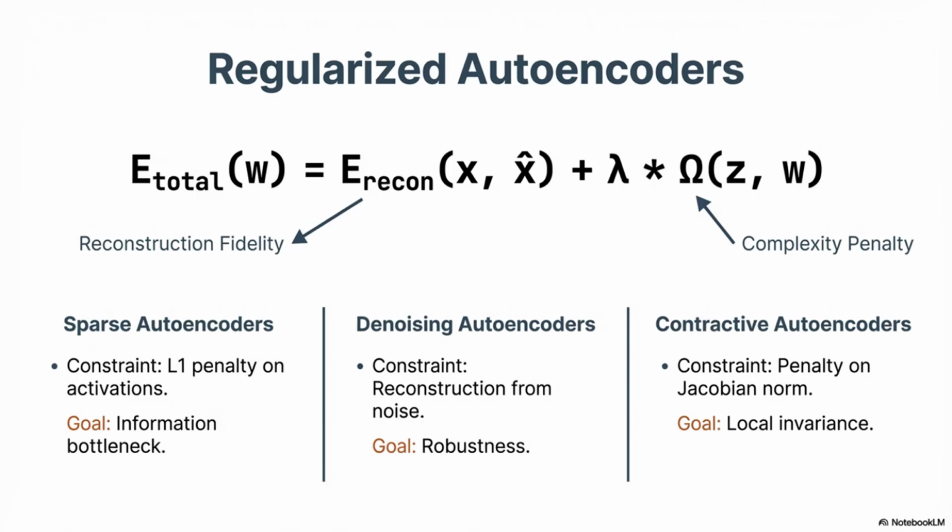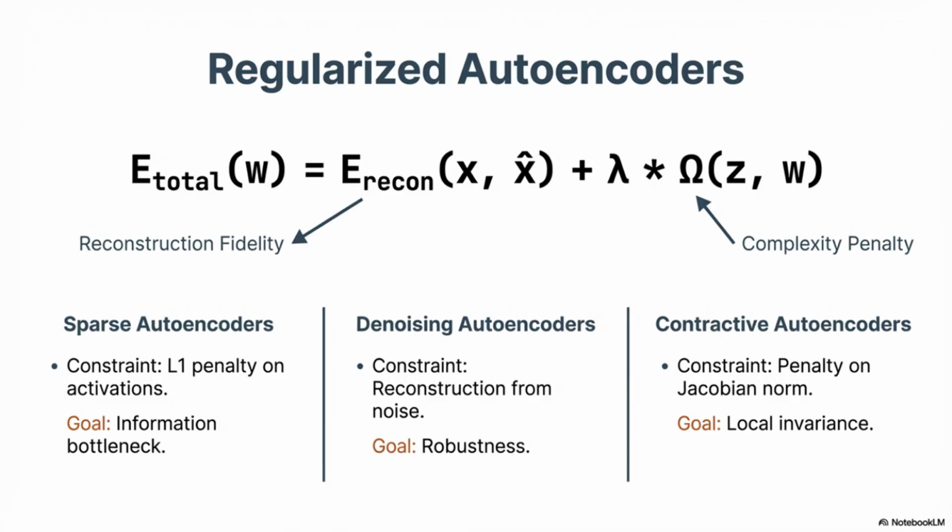It's this trade-off, this tug-of-war, that stops it from taking the easy way out and forces it to find a simple, general structure. And this core idea of adding a penalty has led to a few really clever strategies. The three main ones you'll see are sparse autoencoders, which basically force most of the hidden neurons to just shut off. Then there are denoising autoencoders, which we're going to dive into in just a second. And finally, contractive autoencoders, which encourage the model to ignore tiny irrelevant changes in the input.